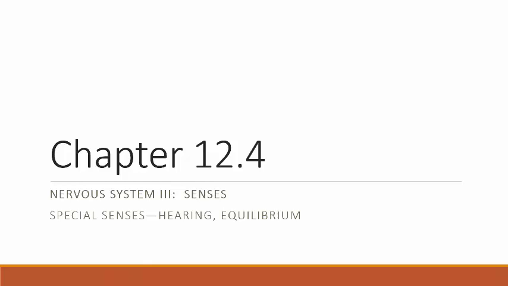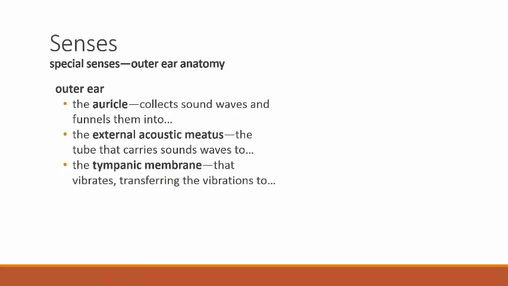So in this video, we will be talking about the two senses that are involved with the ear, that is hearing and equilibrium. And we'll start by talking about the anatomy of the ear. So if we look first at the most lateral portions of the ear, we find ourselves in the outer ear.